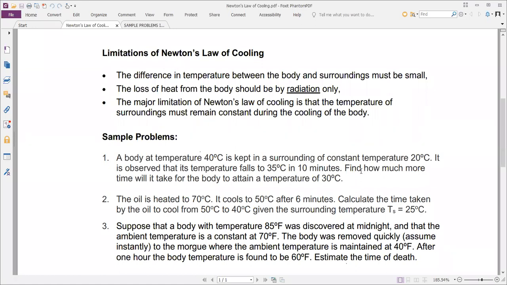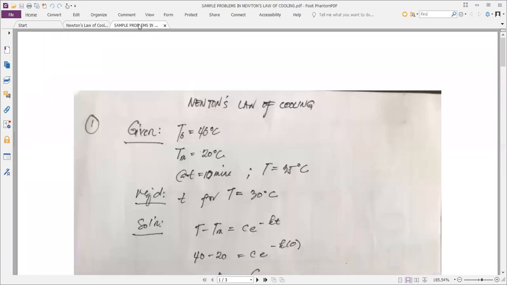So you have to be very careful as to the actual required information in the problem. It says here, find how much more time it will take for the body to attain a temperature of 30. How much more time must be referring to after 10 minutes, when your body is still to be cooled down to 30 degrees Celsius. How much more time will be added in the cooling process? But we cannot solve this how much more time directly. We have to determine the actual time from the starting temperature to this 30 degrees Celsius, and then later on subtract the 10 minutes. So I will show to you the solution.